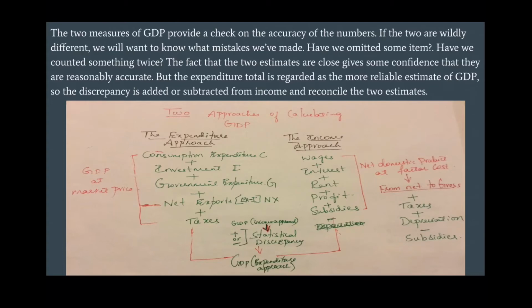From the income approach, to arrive from net to gross domestic product, we have to add taxes, subtract subsidies, and also add depreciation or the capital consumption. And finally, from the gross GDP from the income approach, we have to also add or subtract the statistical discrepancy to equalize the GDP arrived at from the expenditure approach and the income approach.